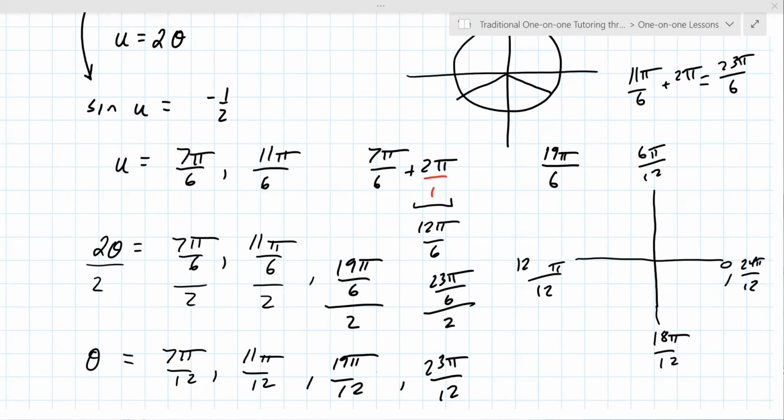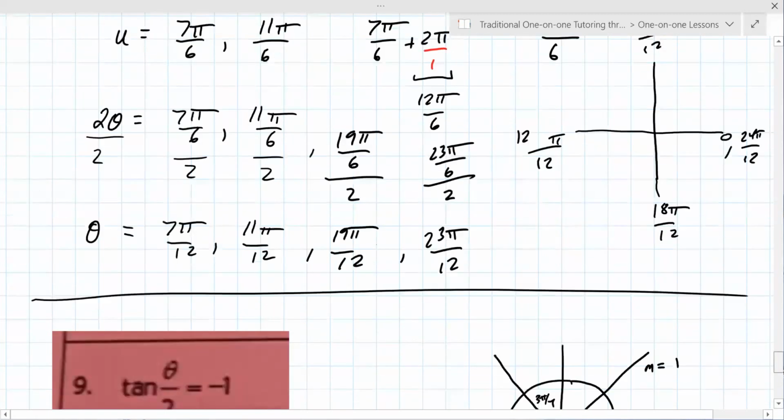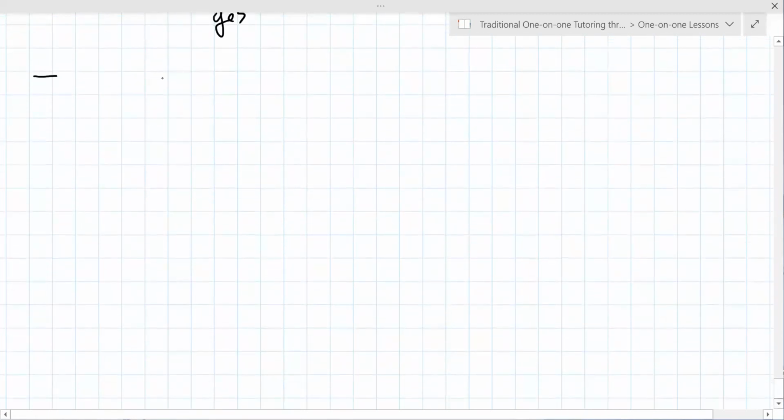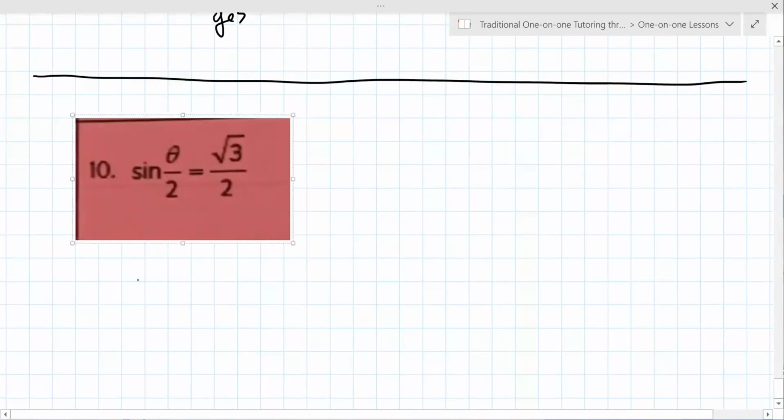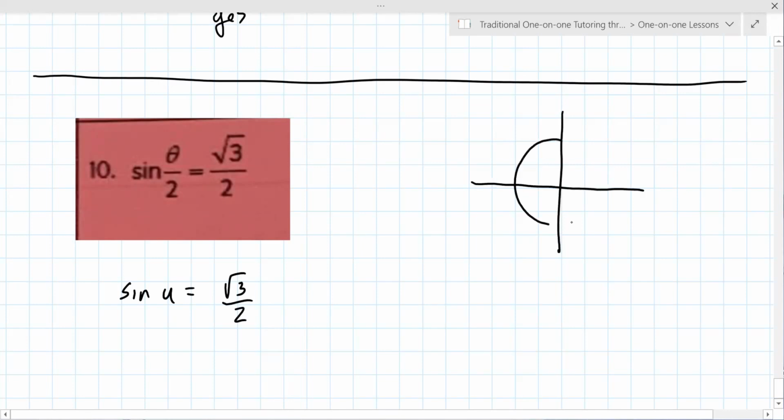Okay, let's maybe take a look at 10 next. So again, set sine u equals √3 over 2. On your unit circle, you're looking for a y value because sine is the y value. That's the taller one, like that and like that. So that's pi over 3 and then 2 pi over 3.